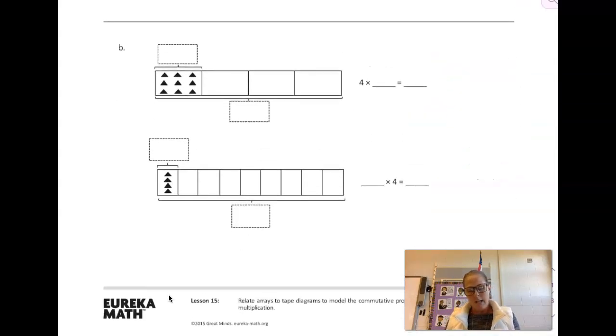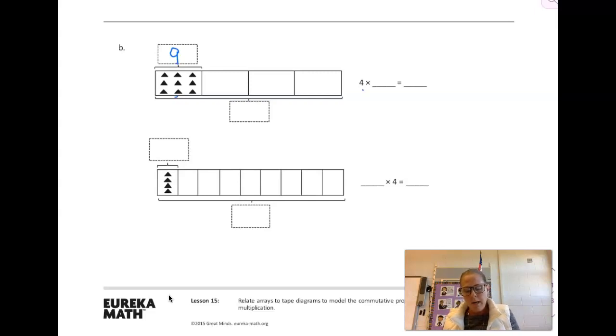Let's go down to letter B. Now letter B, they've given us a little bit less help. Now we're going to start to do more of the thinking on our own. So here they're showing us how many triangles we have in each group. How many do you see there? You can skip count very quickly, or you could count them individually. Either way, you're going to get 9.